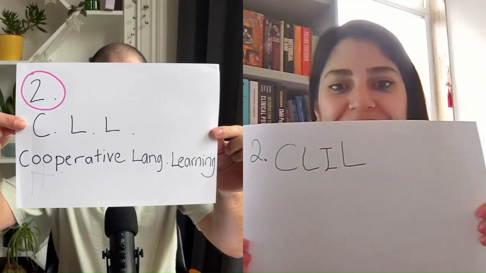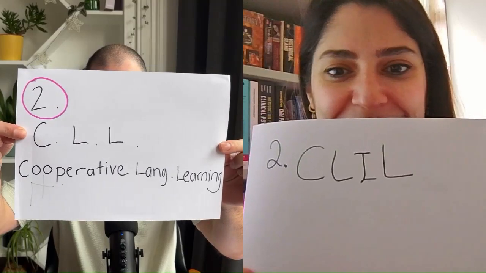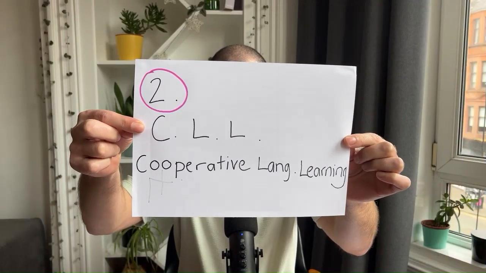Well, you're going to be excited then to hear about my number two. Do you have your number two ready? Yes, I have it ready. Okay. Three, two, one. Can you see it? There you go. Cooperative language learning.